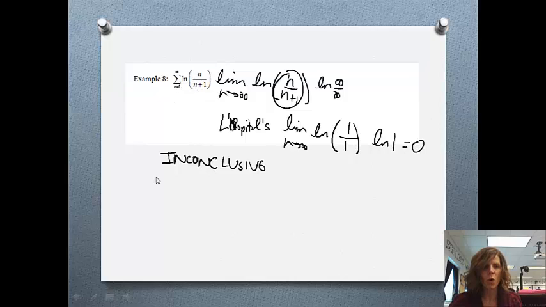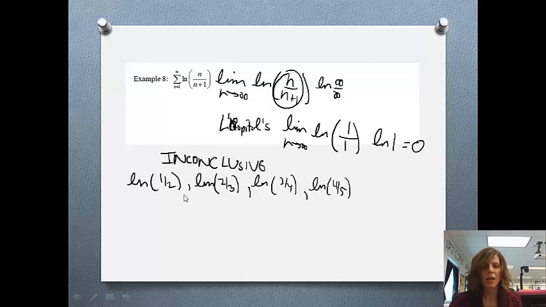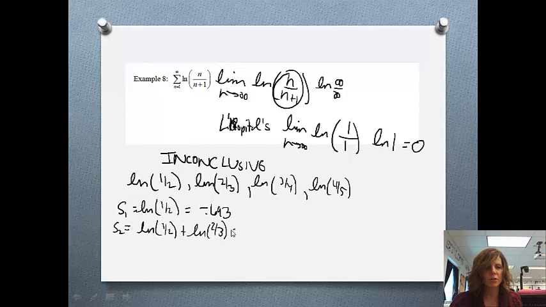If I were to plug in 1, I get the natural log of 1/2. If I plugged in 2, I get the natural log of 2/3. If I plug in 3, I'll get the natural log of 3/4. If I plug in 4, I'll get the natural log of 4/5. What we're going to be trying to do is partial sums with this one. So if I take sum 1, it's just the natural log of 1/2, which is negative 0.693. Then I'll do the second sum, which would be ln 1/2 plus ln 2/3, and I'm going to get negative 1.099.